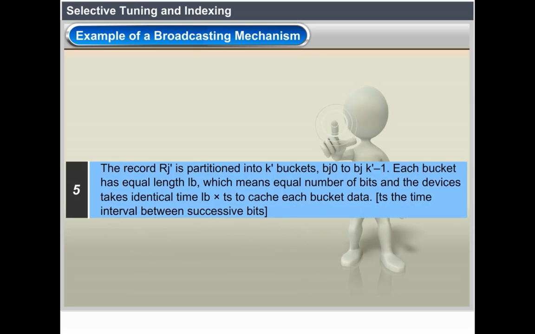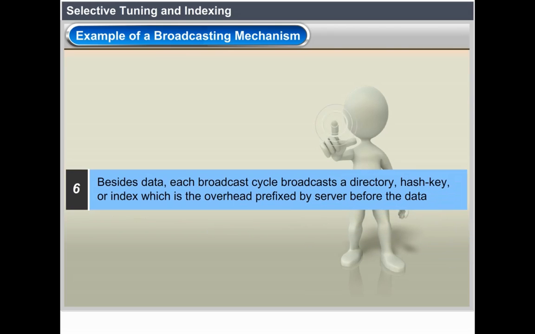The record Rj is partitioned into k buckets Bj0 to Bjk-1. Each bucket has equal length LB, which means an equal number of bits, and the device takes identical time LB into Ts to cache each bucket's data. Ts is the time interval between successive bits. In addition to data, each broadcast cycle broadcasts a directory, hash key or index, which is the overhead prefixed by the server before the data.